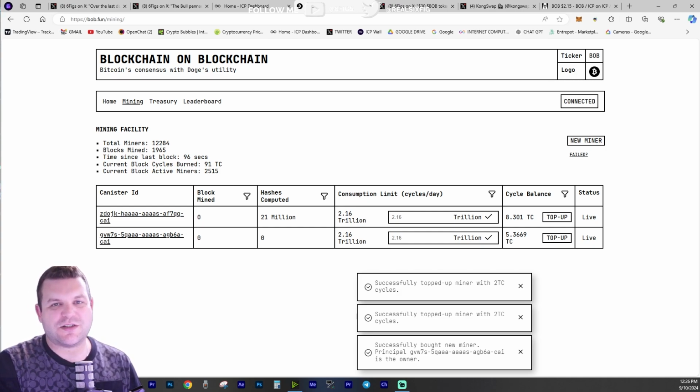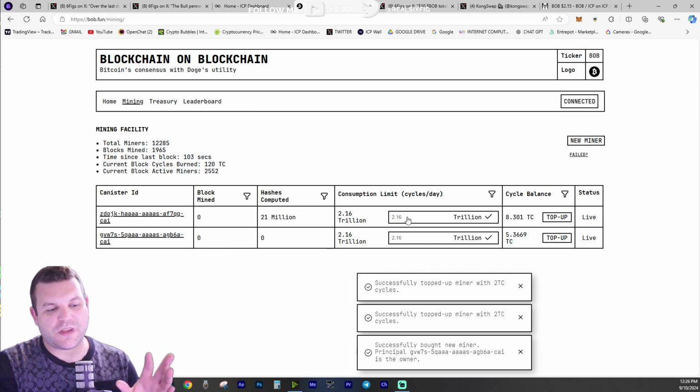So it's interesting. I think that you could maybe decrease the amount of consumption to a trillion, or go as high as you want on the consumption limit. I couldn't really find any limits to that, but there could be.